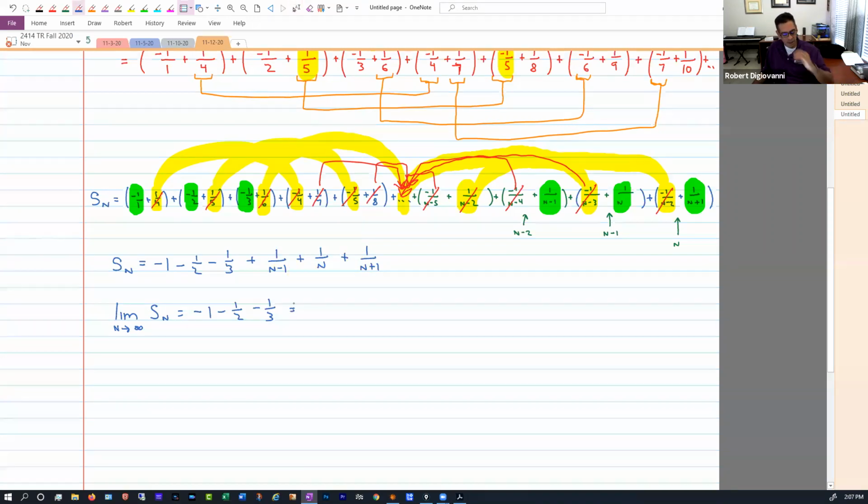And we could get a common denominator of 6. -6 minus 3 minus 2 over 6. I believe this comes out to be -11/6. Somebody can check my arithmetic on that, please. -11/6.